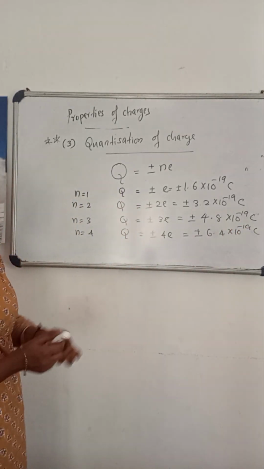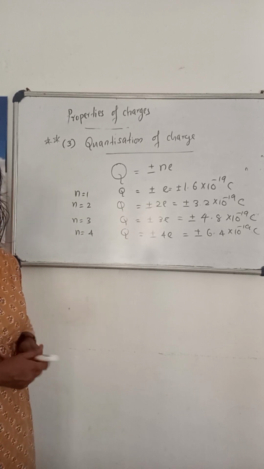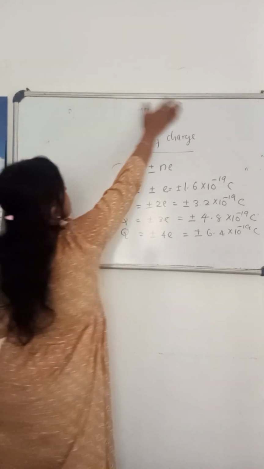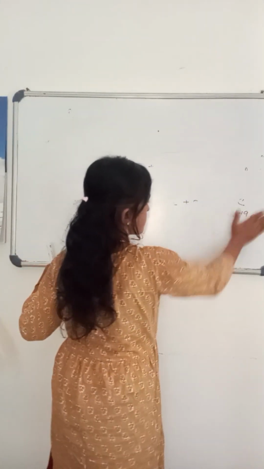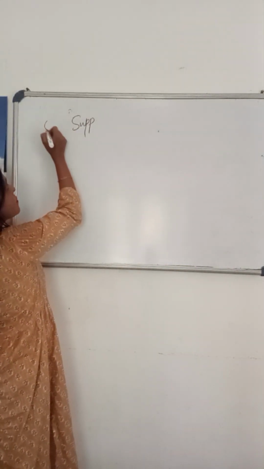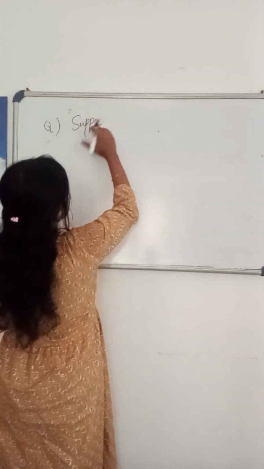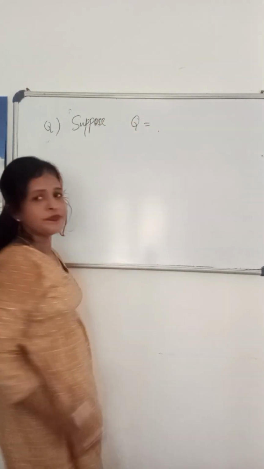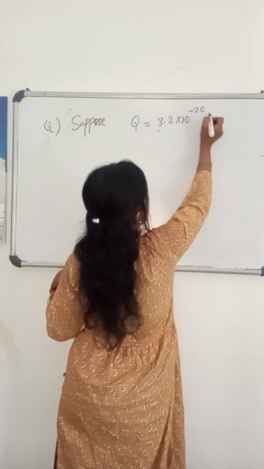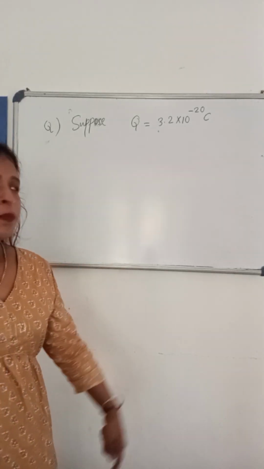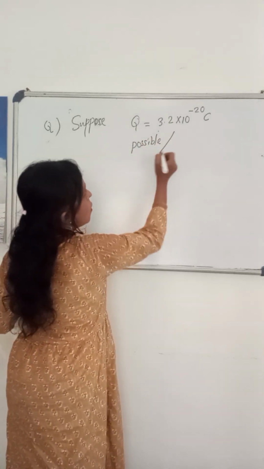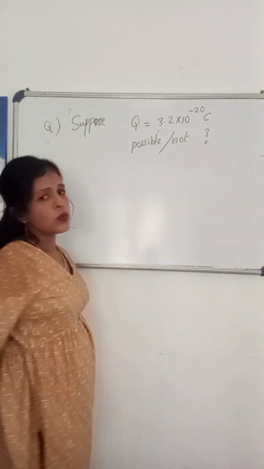Okay. We will discuss another problem related to this. Suppose the charge Q is equal to 3.2 into 10 to the power of minus 20 coulomb. Is it possible or not? That is the question.